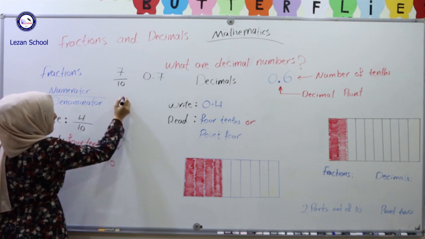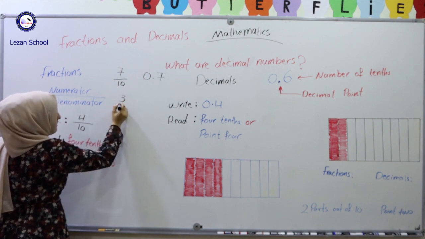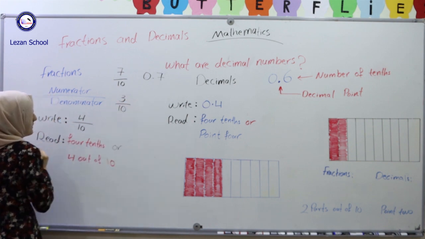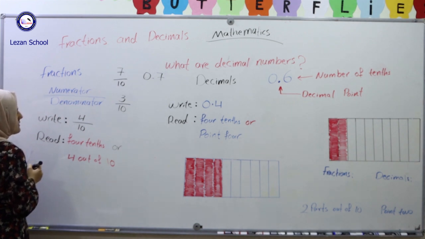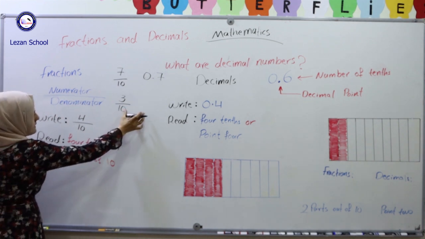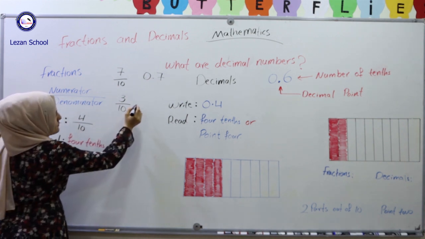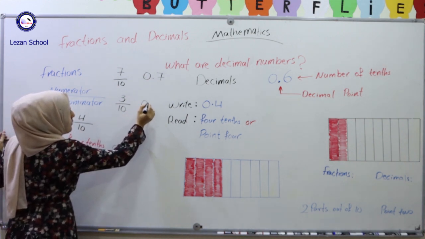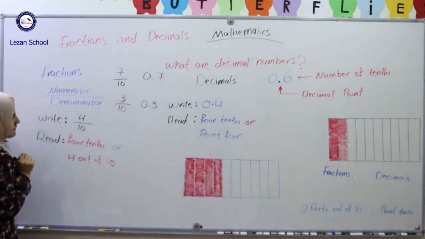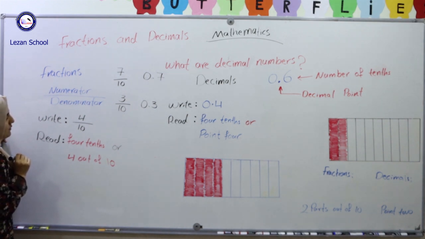Here we can write another example. For example, if you have 3 over 10, and I ask you to convert this number to a decimal number, you have to write down 0.3.